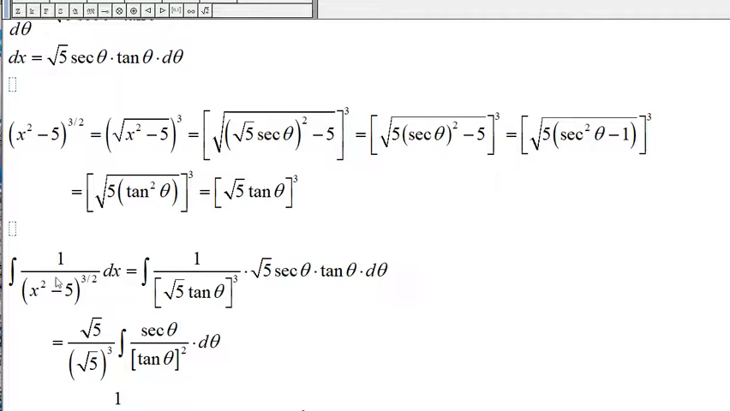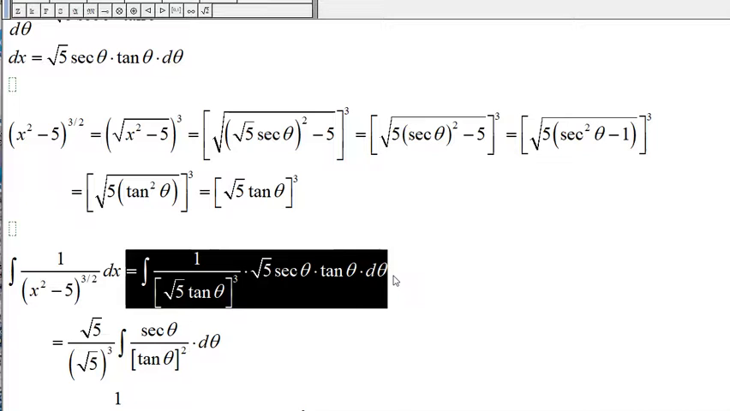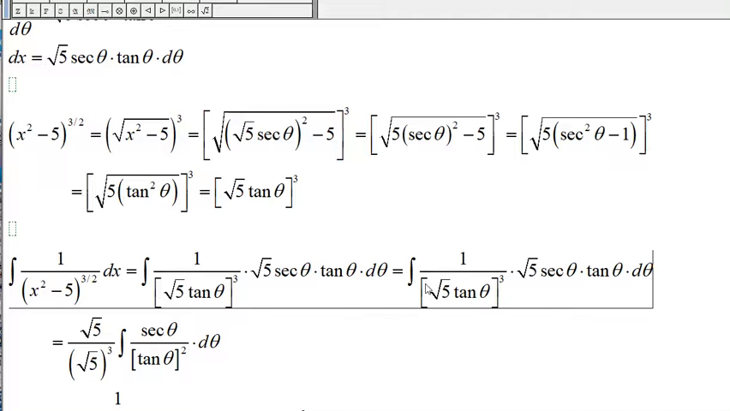And so now the integral of 1 over (x squared minus 5) to the 3 halves is equal to the integral of 1 over (the square root of 5 times tangent of theta) cubed. Okay, that's what the (x squared minus 5) to the 3 halves is. dx is the square root of 5 secant of theta tangent of theta d theta. And then we can separate this like this.